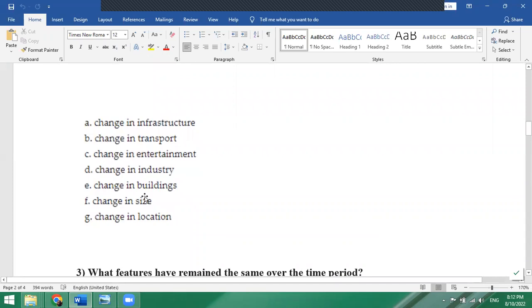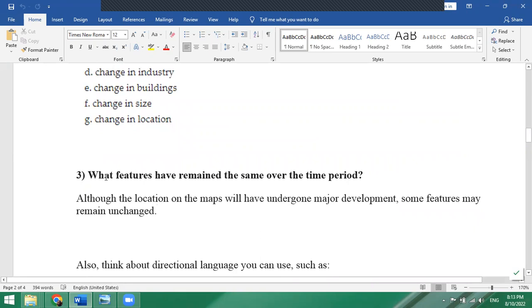When you're considering the changes, there are usually changes in infrastructure, transport, entertainment, industry, buildings, size, and location. So these are the types of changes that you will find in maps. One of these types, not all of these types, maybe 2 or 3 changes written here and some not written here. And also, as I said, you need to concentrate on the changes, and at the same time the parts of the maps that have not changed.